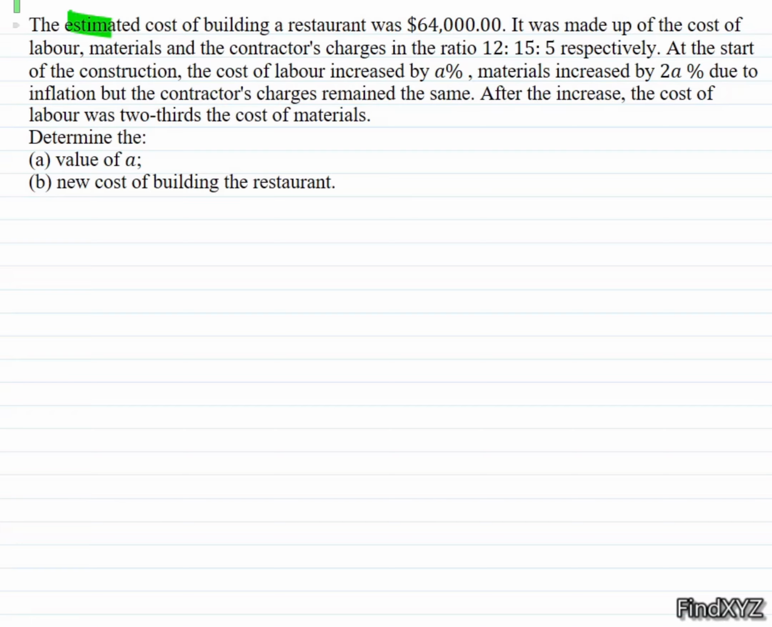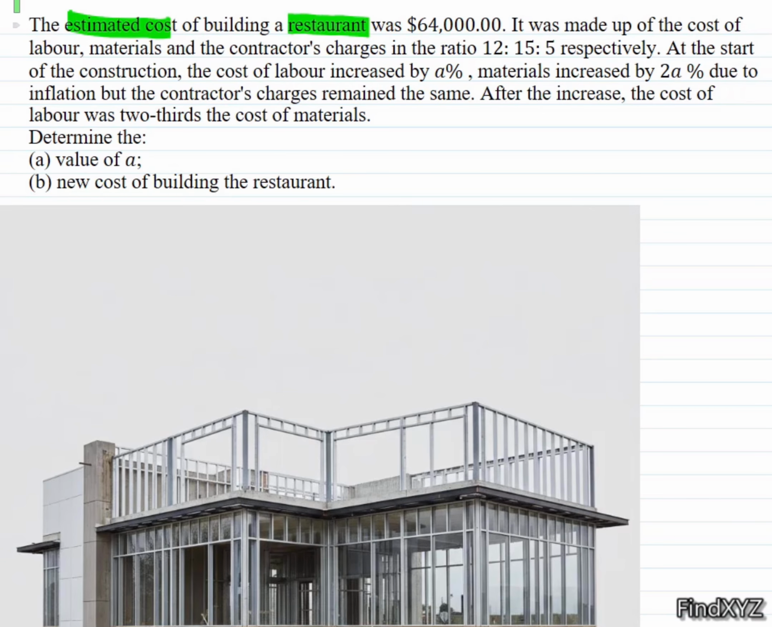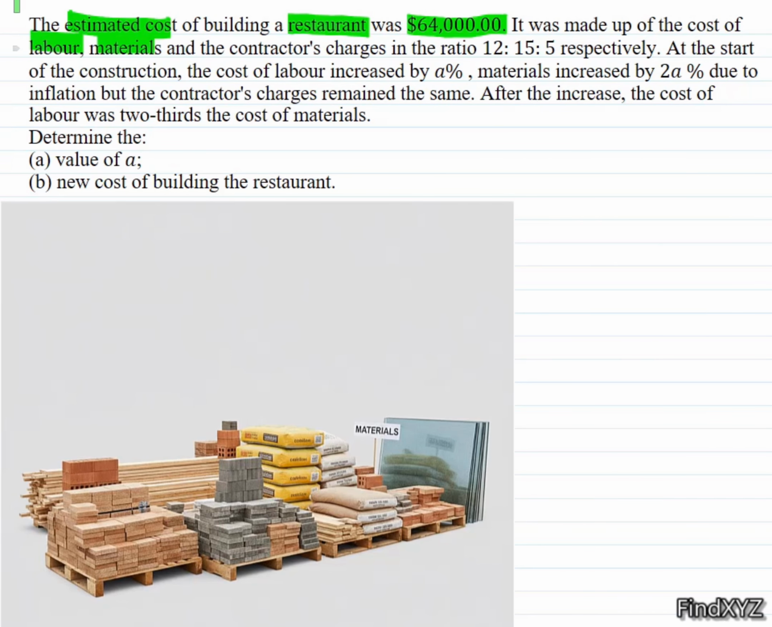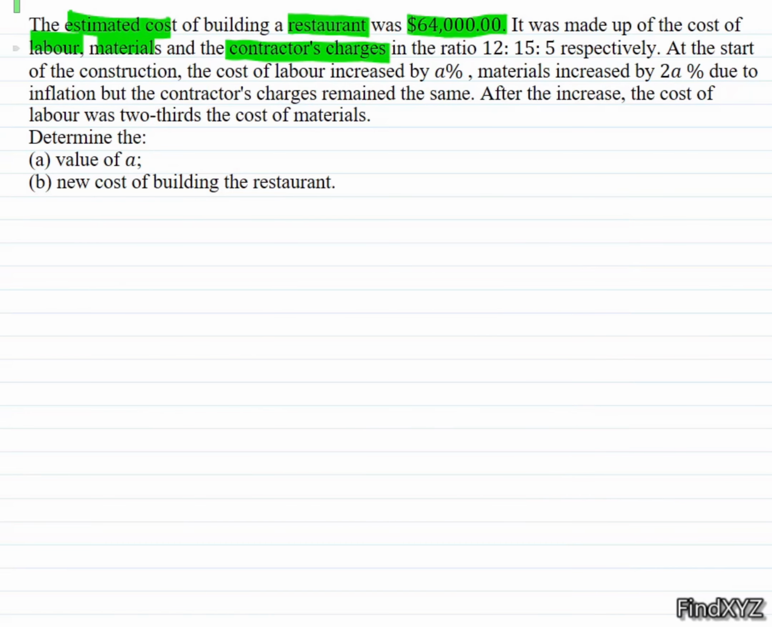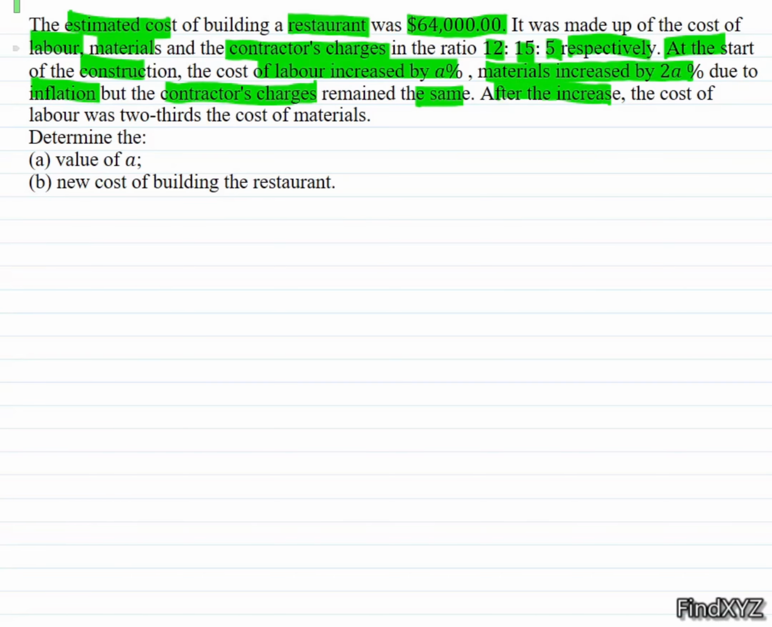The estimated cost of building a restaurant was $64,000. It was made up of the cost of labor, materials, and the contractor's charges in a ratio 12:15:5 respectively. At the start of the construction, the cost of labor increased by A%, materials increased by 2% due to inflation, but the contractor's charges remained the same. After the increase, the cost of labor was 2/3 the cost of material. We have been tasked to determine the value of A and also find the new cost of building the restaurant.